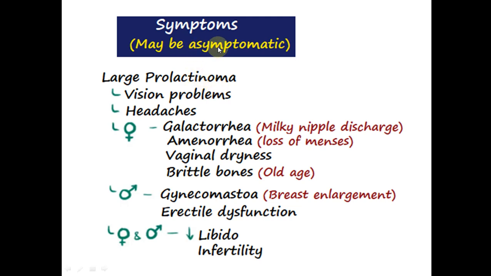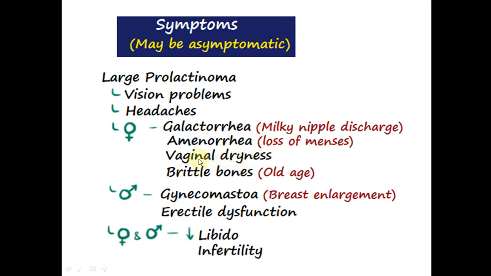A microadenoma mostly may be asymptomatic, but a large prolactinoma or macroprolactinoma or macroadenoma will cause vision problems due to compression of the optic chiasm and optic nerves. It will cause headaches due to compression and stretching of the meninges. It will cause galactorrhea, milky nipple discharge, even if the patient is not pregnant and even if the female patient is not lactating. The patient will develop amenorrhea even in the absence of pregnancy.